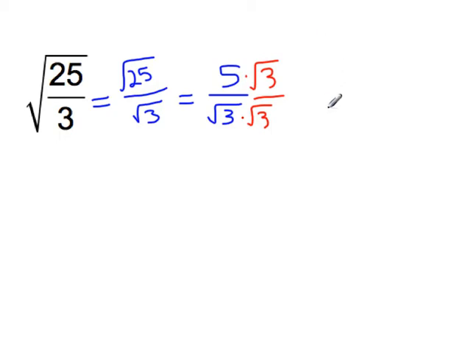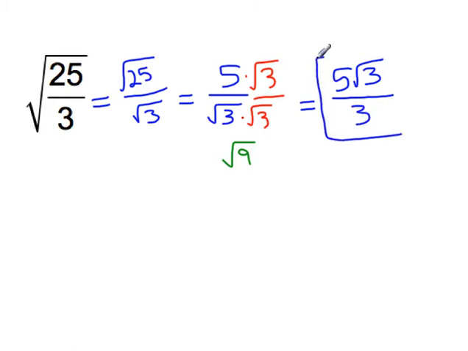So now when I do this multiplication, on the top I've got 5 square root 3 over square root 3 times square root 3. If I put those together, that would be the square root of 9. What's the square root of 9? Square root of 9 would be 3. So that simplifies to be 3 in the denominator.